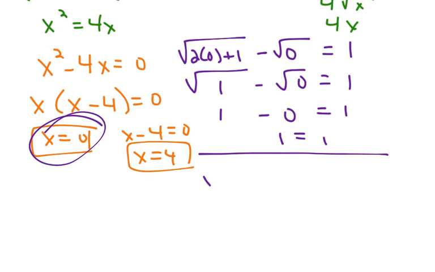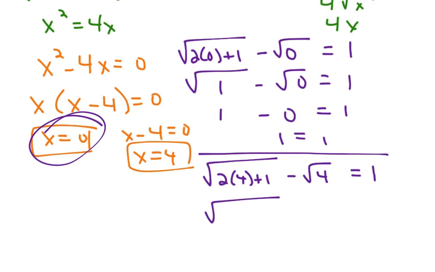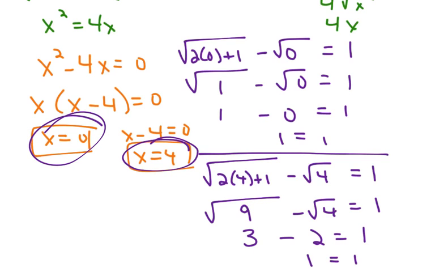All right, now I'm going to check the other solution. The square root of 2 times 4 plus 1 minus the square root of 4 equals 1. That's the square root of 9 minus the square root of 4 equals 1. 3 minus 2 equals 1. 1 equals 1. Hey, look, they both worked. But like I said, you don't know without checking it. Like I said, this was kind of nasty. Maybe this problem would have been better doing it in the graphing calculator.